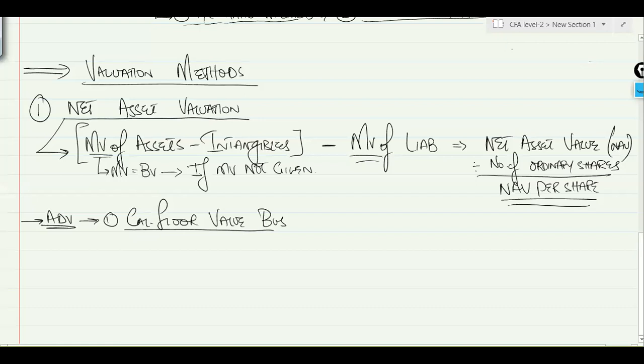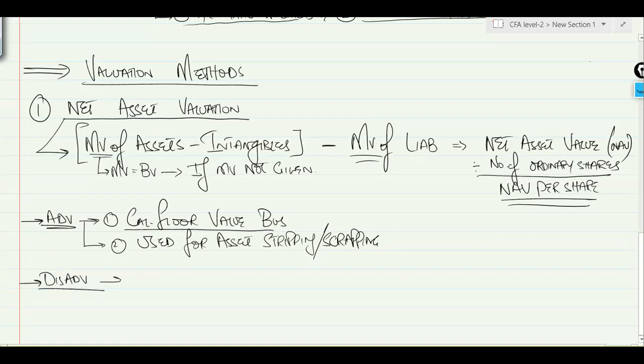Number two advantage is that it is usually used for asset stripping. Stripping simply means whenever you are selling off your business, scrapping your business. In that case, obviously, which valuation method would be used? Net asset valuation method.